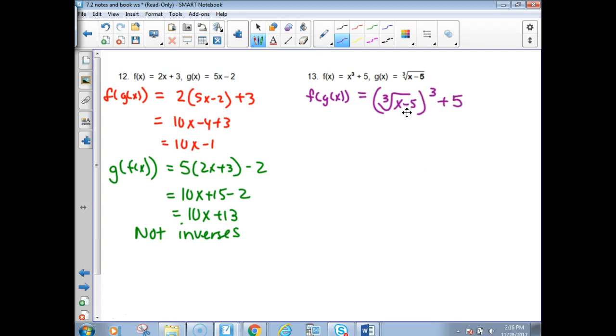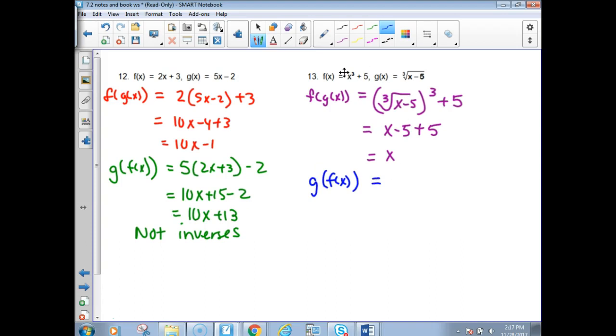When you cube a cube root, you drop everything, at least the radical drops, and we get x minus 5, because they're inverse functions, inverse operations, I should say. And the 5s wipe out, and we end up with an x. Looking like inverse functions.